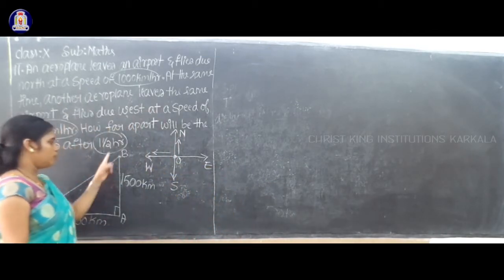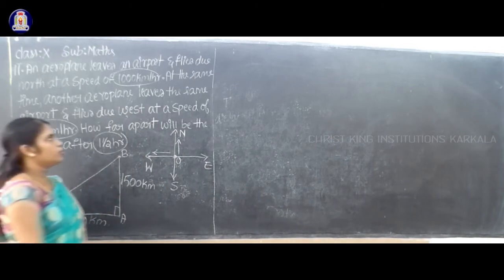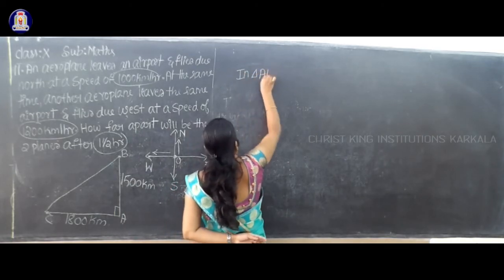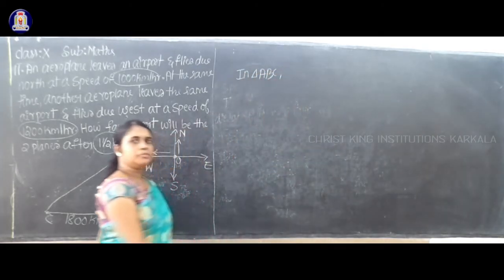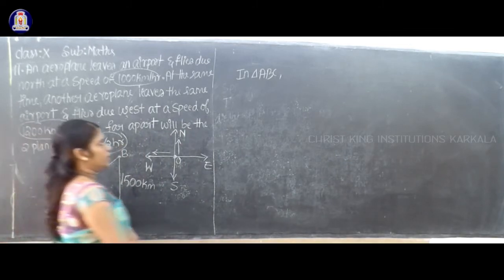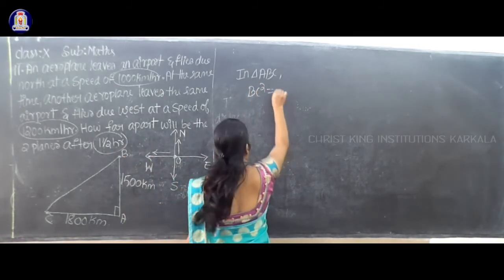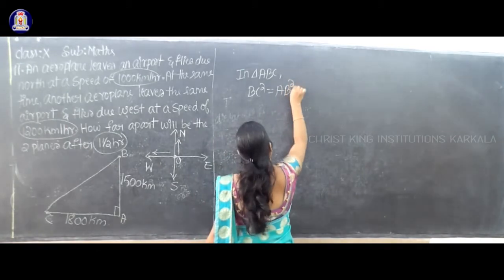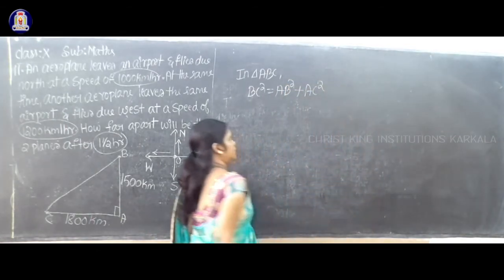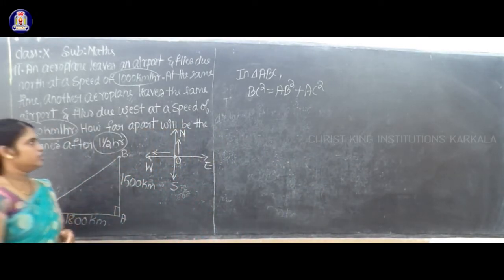Yes. So now obviously ABC is a right angle triangle. Therefore, in triangle ABC, shall I apply Pythagoras theorem? Yes. According to the Pythagoras theorem, BC square is equal to AB square plus AC square. Here the hypotenuse side is which one? Side BC. Okay. Yes. So AB, what is the length of AB?